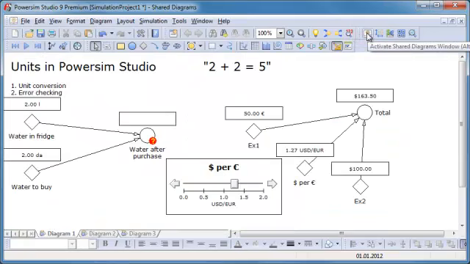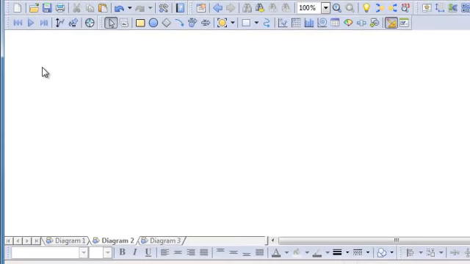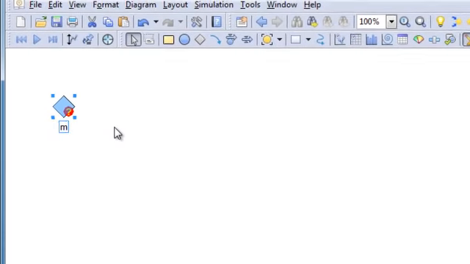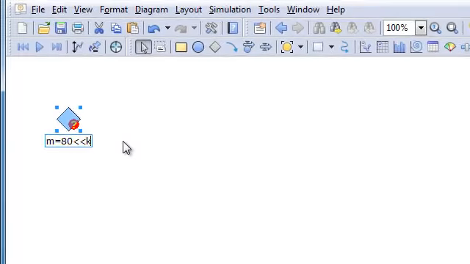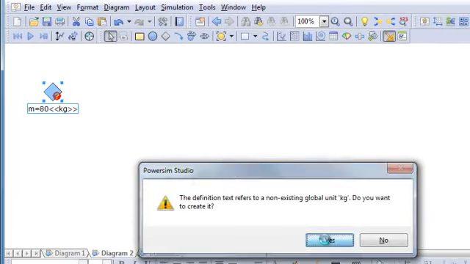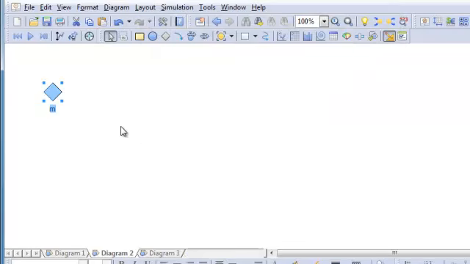Let's make one more example. We use diagram 2. I have an object. It could be myself, anyone, with a certain mass. I say M equals 80 kilograms. Okay, do I want to create kilograms? Yes, do it the same way. Now a new unit is created in this list.